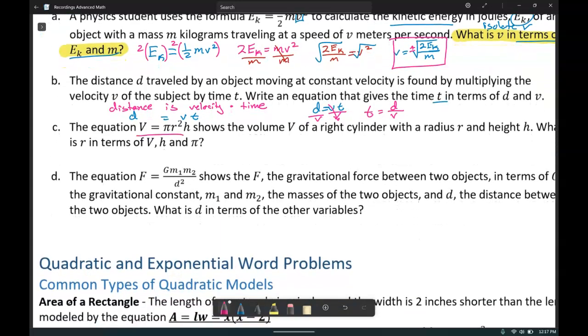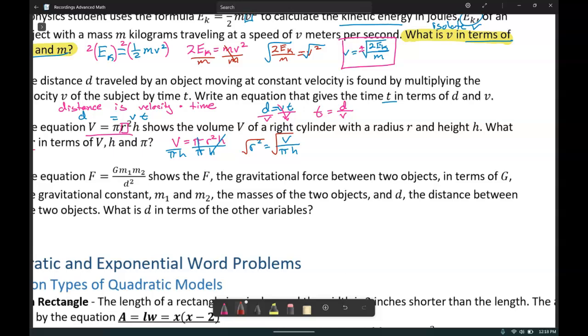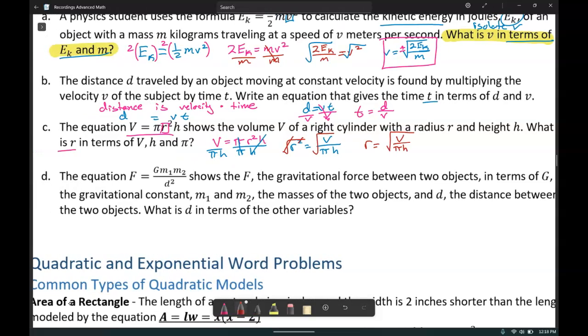We're given another formula with a lot of information about the formula. What is r in terms of V, h, and pi? So we just need to get r by itself. V equals pi r squared times h. Well, to get rid of the coefficients of pi and h, we can divide both sides by pi and h. So r squared equals V over pi times h. And then we can square root both sides to get rid of the squared. So r equals the square root of V over pi times h. Now, radius can't be negative, so we will just leave it as the principal root.